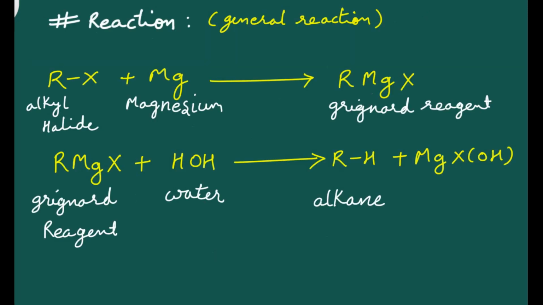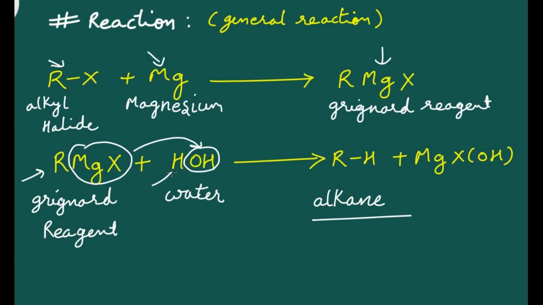Let's look at the reactions. This is alkyl halide. When treated with magnesium, this is our Grignard reagent. After getting the Grignard reagent, here R is the alkyl group, right? This Grignard reagent when treated with water will give alkane. Now this group will take out the OH group and the hydrogen will get attached to the alkyl group, right? That's how it works. So this is the reaction of Grignard reagent with water to obtain alkane. So these were the 4 methods of preparation of alkane.